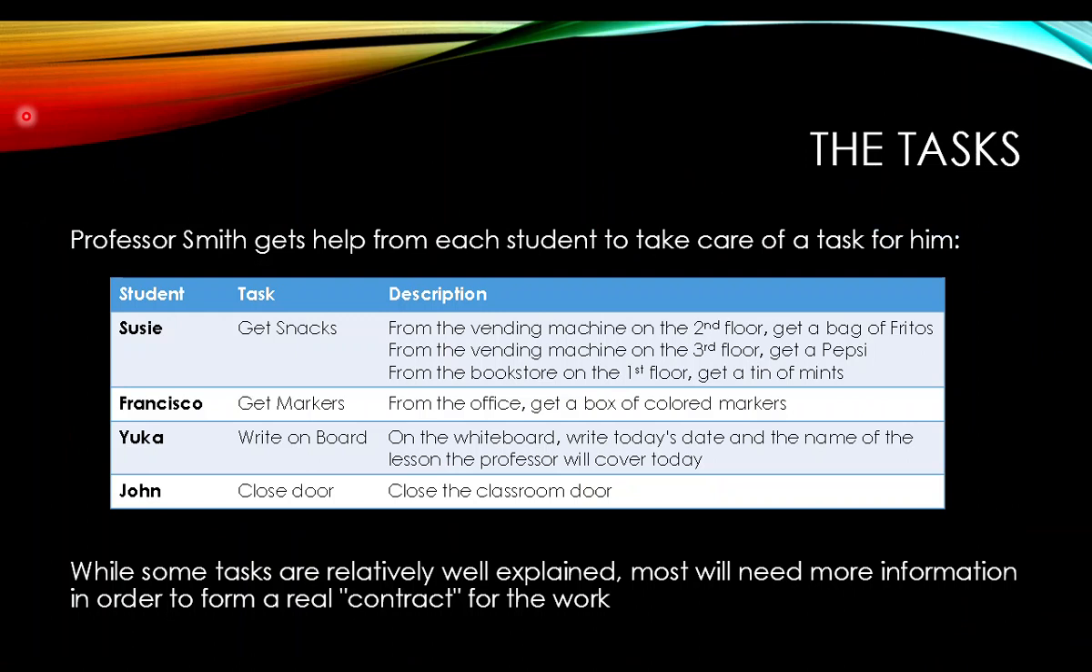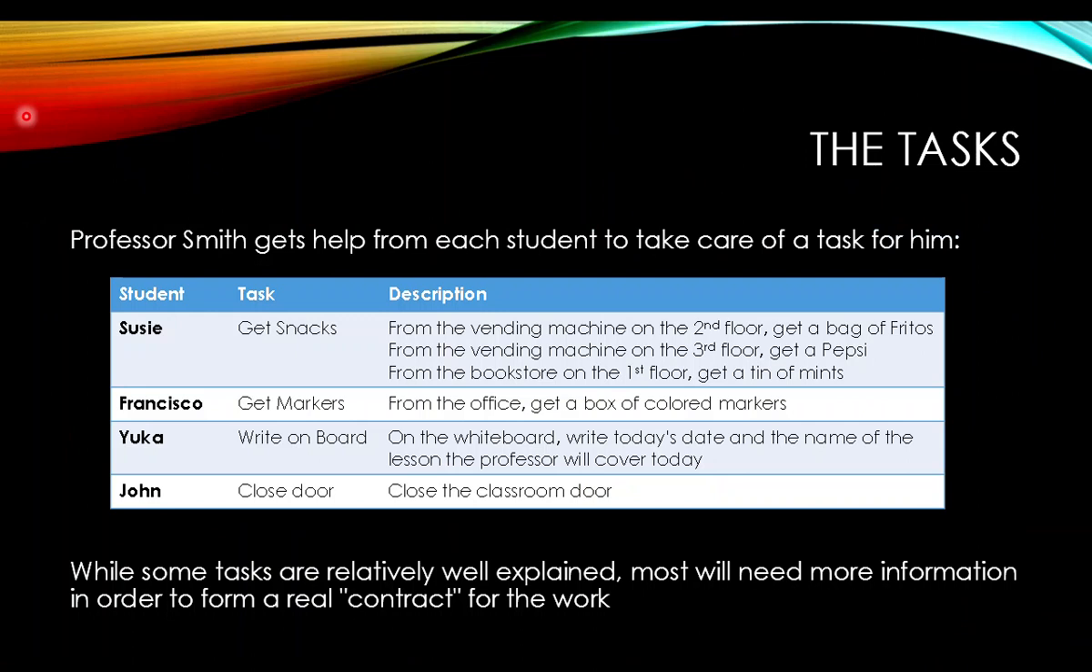So it might look something like this. Susie's job is going to be getting the snacks, and when the professor wants his snacks, he's going to tap Susie on the shoulder, or he's going to nod to Susie. Whatever it is, he can just say to her, "Hey, I'm ready for my snacks." And Susie's going to go to the vending machine on this floor and get some Fritos, go to the vending machine on the third floor, get some Pepsi, and after eating those Fritos, he's going to need some breath mints, so she's going to go to the bookstore on the first floor and get some mints. So that's Susie's job, and that is getting the snacks.